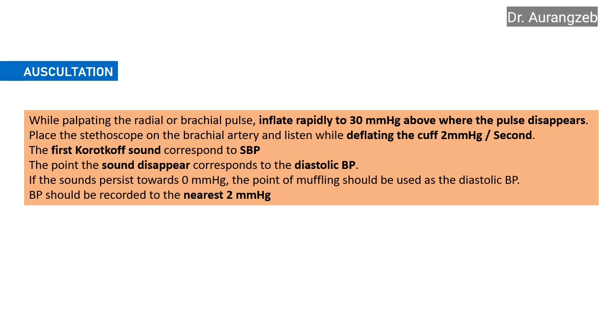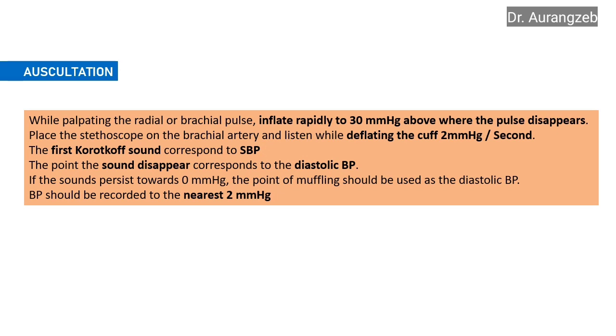When measuring blood pressure with an aneroid device, the most important step is the auscultation. While palpating the radial and brachial pulse, you should inflate rapidly to 30 millimeters of mercury above where the pulse disappears. So first you have to inflate the bladder and the cuff. By synchronizing it with the brachial or radial pulse, you have to rapidly inflate the cuff to at least 30 millimeters above where the pulse disappears, and then place the stethoscope on the brachial artery and listen while deflating the cuff, and the rate of deflation should be 2 millimeters of mercury per second.